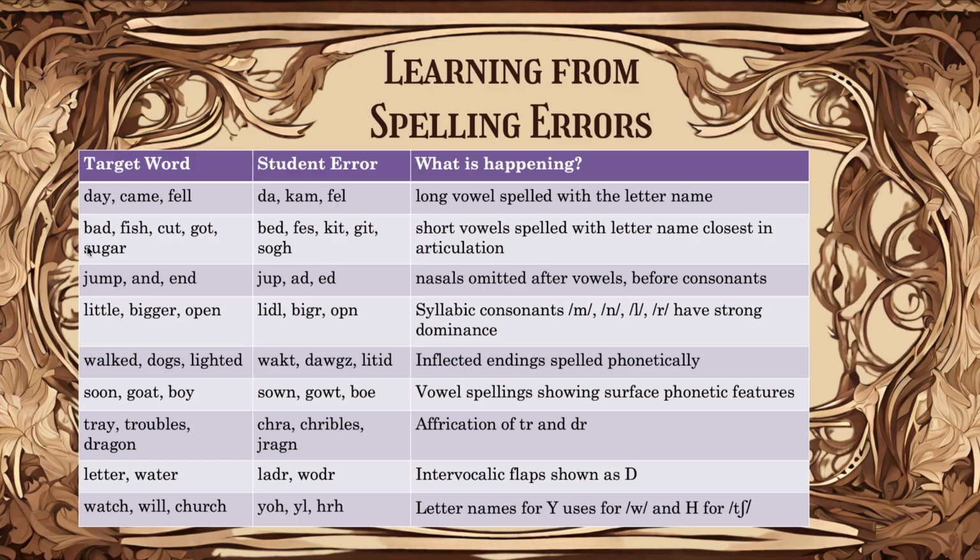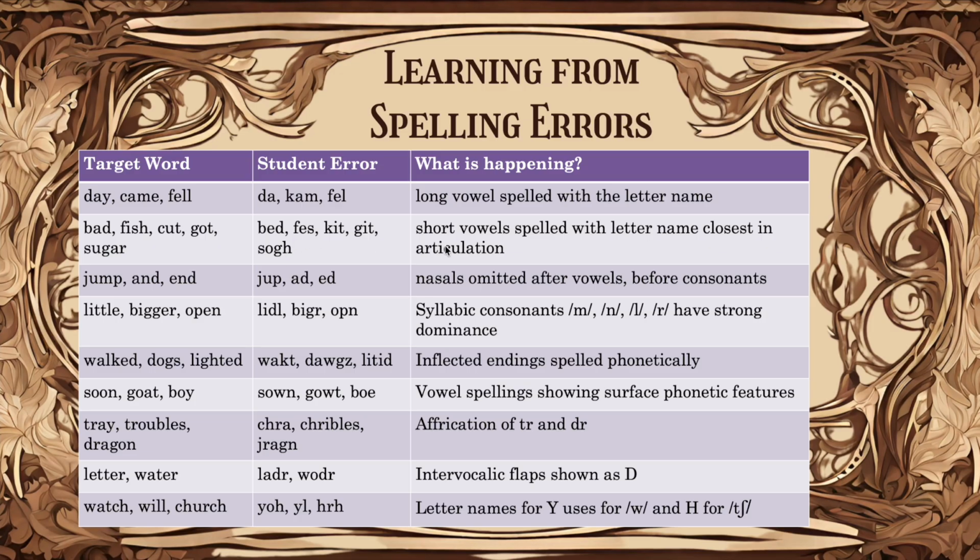Let's take a look at the next group. Bad, fish, cut, got, sugar. Well, bad is being spelled with an eh. Fish is missing that sh sound. Kit and cut has that vowel sound, right? And got has a totally wrong sound. It and ah are close, but not quite the same one. And then sugar is shag. So the H sound is being confused with the R sound because their articulation's pretty sloppy.